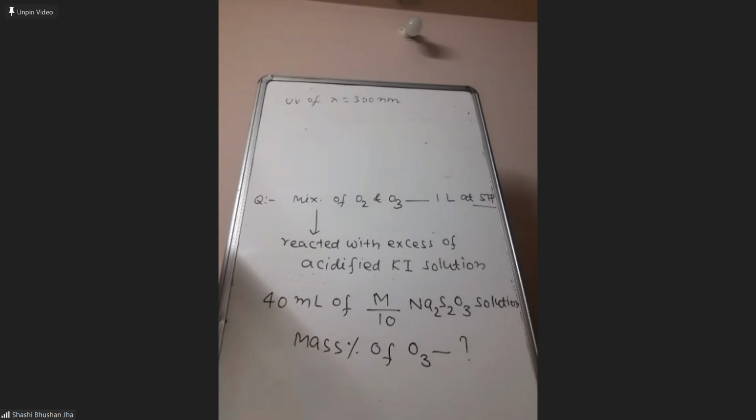I am repeating, ultraviolet radiation of wavelength 300 nanometer can decompose ozone. Assume that one photon can decompose one ozone molecule. Then how many photons would be required for complete decomposition of ozone in the original mixture? Solve it.